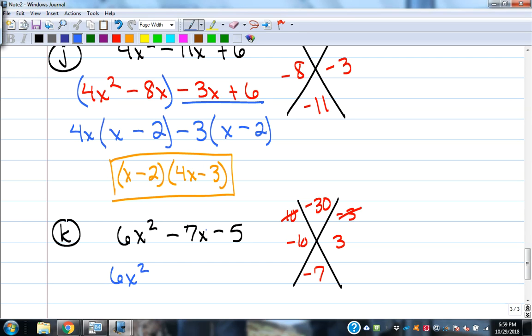Now, it doesn't matter which one you put first. If you want to put the 3 first, that's fine. If you want to put the negative 10 first, that's fine. I'm going to put plus 3x first because I know 3 and 6. I know that GCF easily.